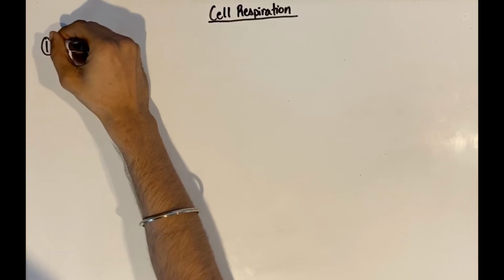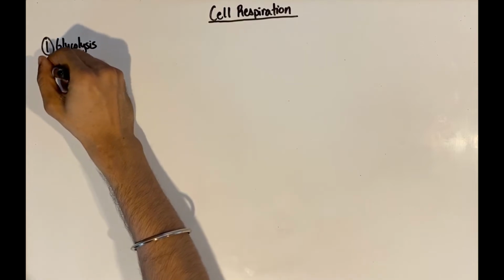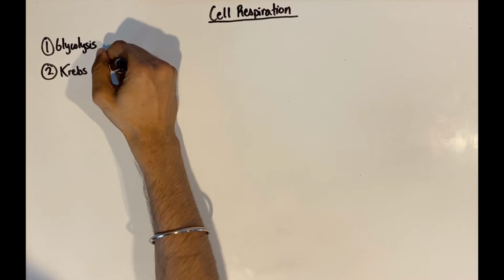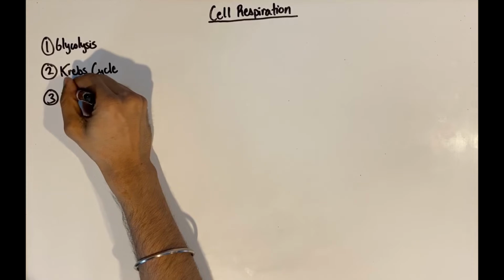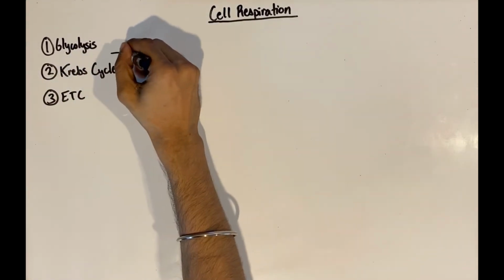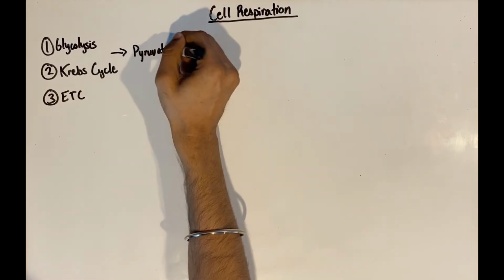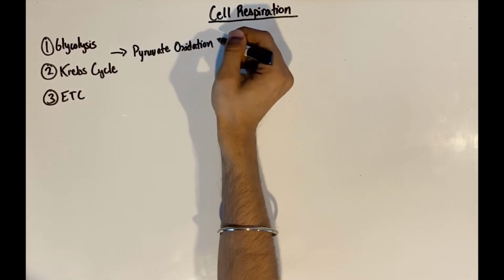Cell respiration has three main steps and an intermediate step. The three phases are known as glycolysis, the Krebs cycle, also known as the Citric Acid Cycle. The third phase is the Electron Transport Chain, also known as the ETC. The intermediate step is known as Pyruvate Oxidation, and it occurs in between the glycolysis and the Krebs cycle.